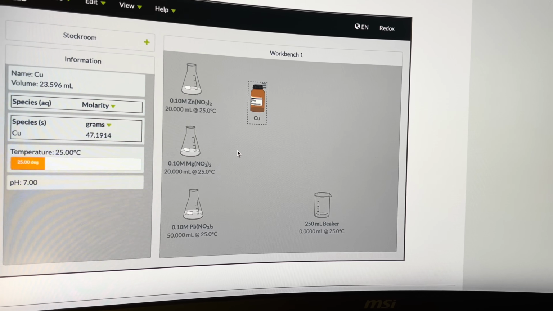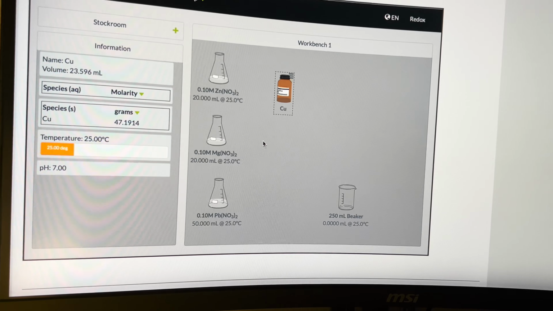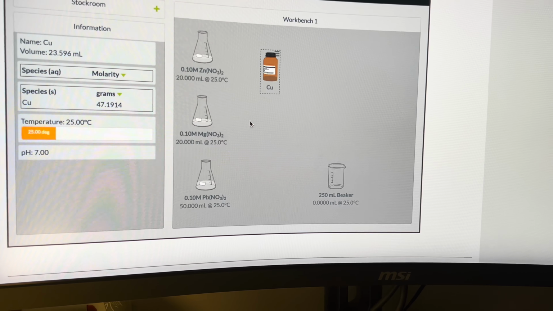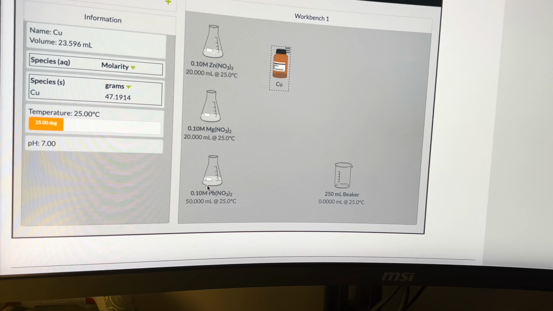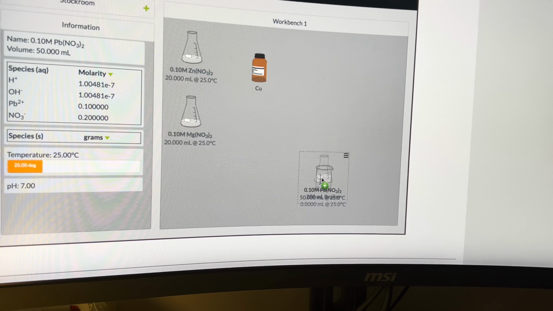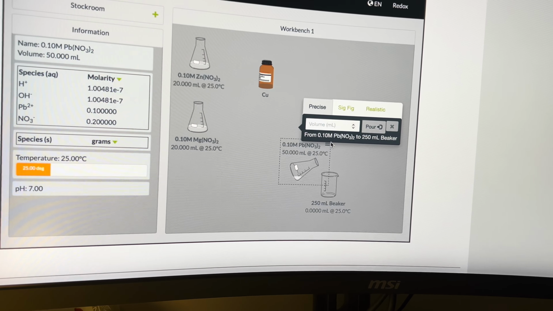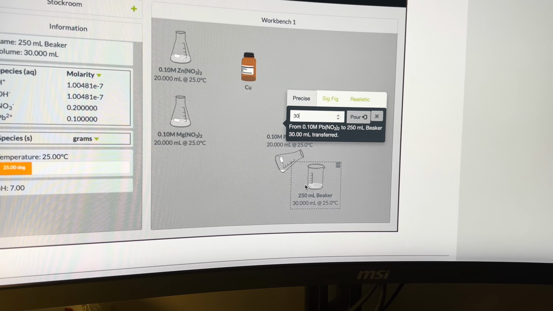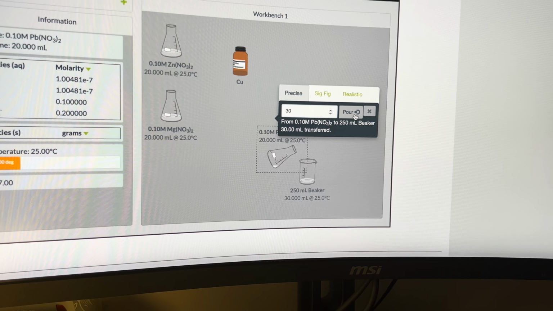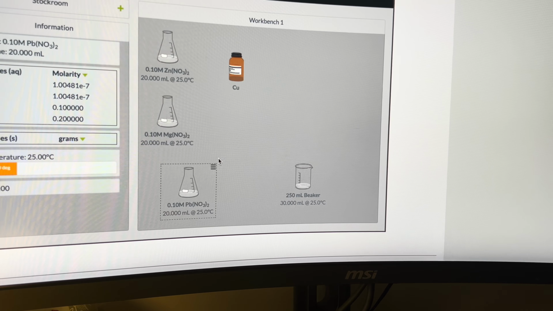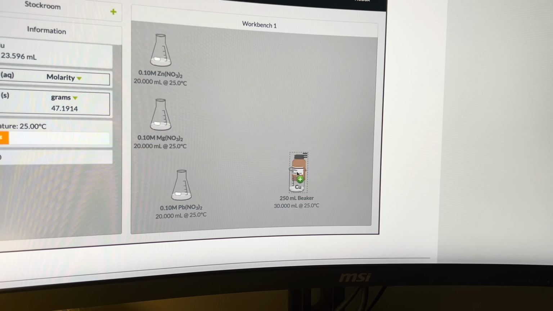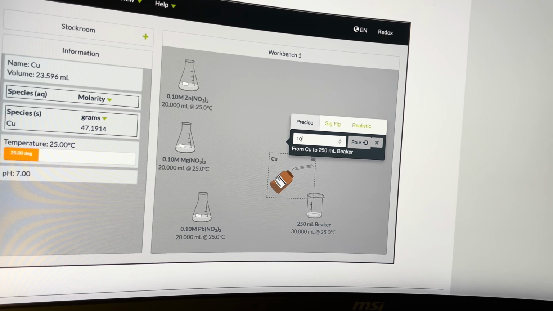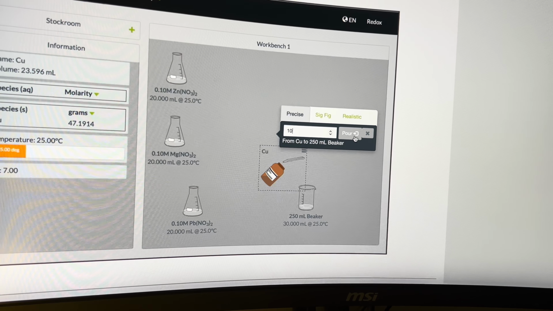Lastly, we're going to end off this trial with our lead nitrate solution. So we're going to add lead nitrate into the clean beaker, also 30 milliliters. We're going to pour that in there. And then we're going to dispense 10 grams once again of copper into the beaker, like so.